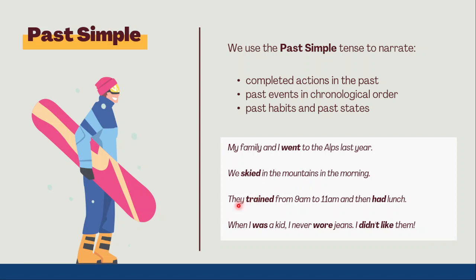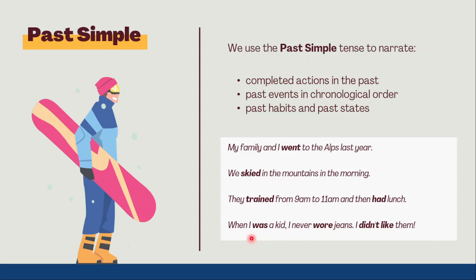Another example is they trained from 9 a.m. to 11 a.m. and then had lunch. If we look at this, we'll see that there is a specific time and two actions, which happened one after the other, and both of them happened in the past. These two actions happened in chronological order. We'll say first, then, after that, to show the chronological order of how events happen.